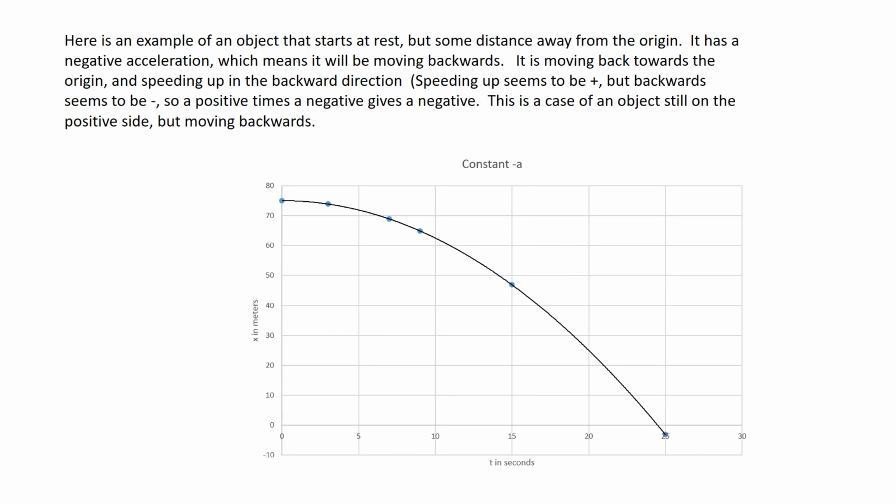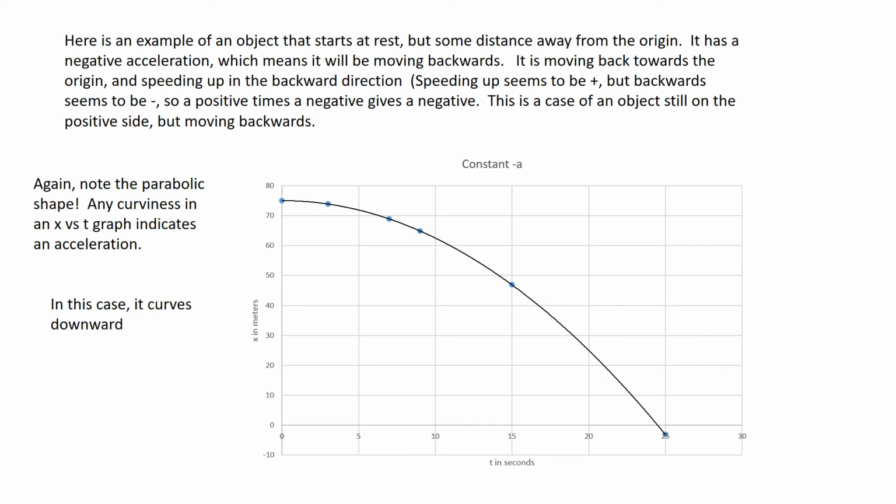So here's the graph. I started at about 75 meters. It looks like I'm moving backwards towards the origin, but as each moment of time goes on, I seem to be moving backwards faster. Again, note the parabolic shape. Any curviness in the x versus t graph will indicate a non-zero acceleration. In this case, it's going to curve downwards.